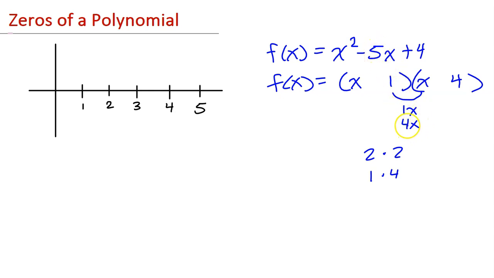We control the signs. If I let both signs be negative, that will give me the middle of negative 5. That means negative 1 and negative 4. That was a quick review on factoring.